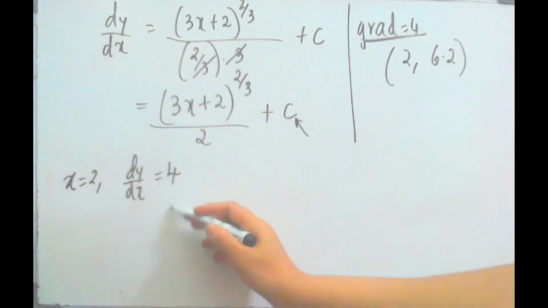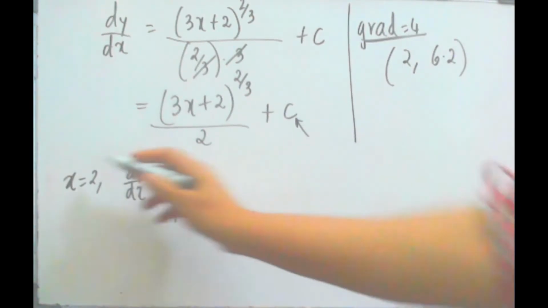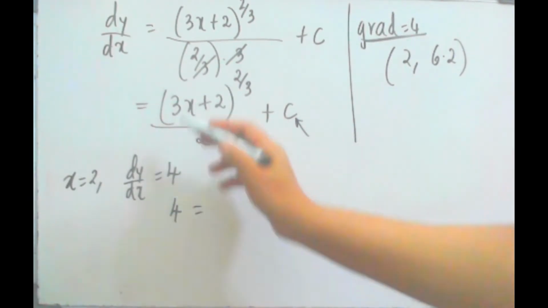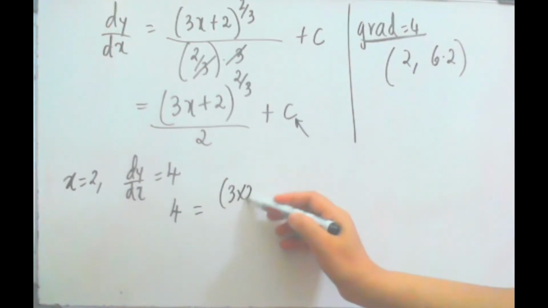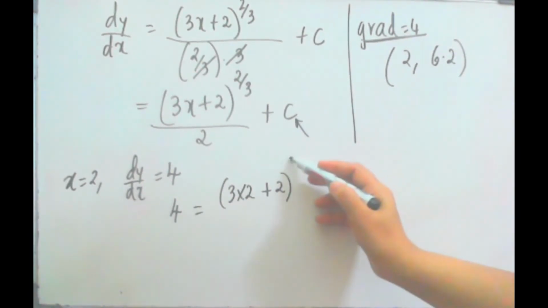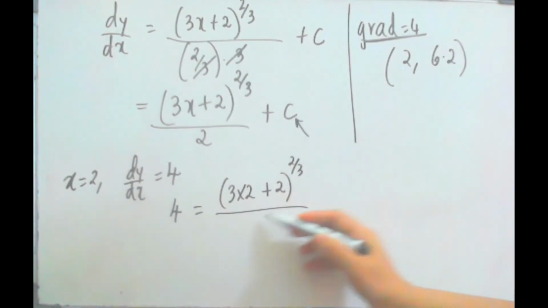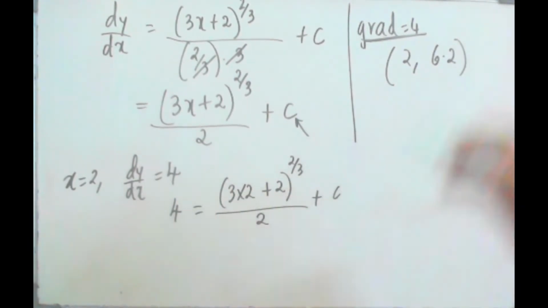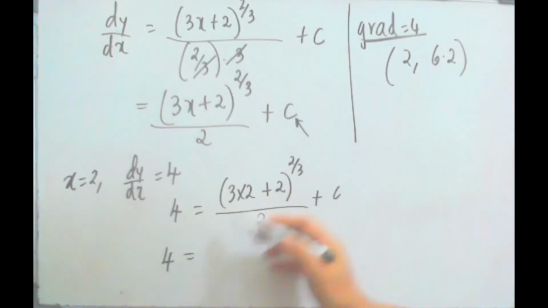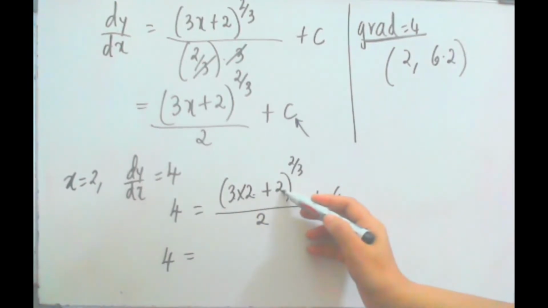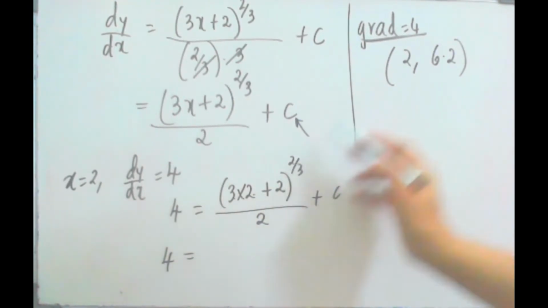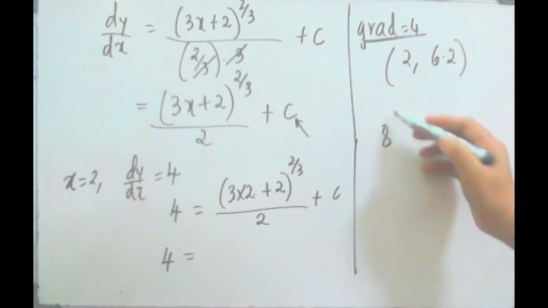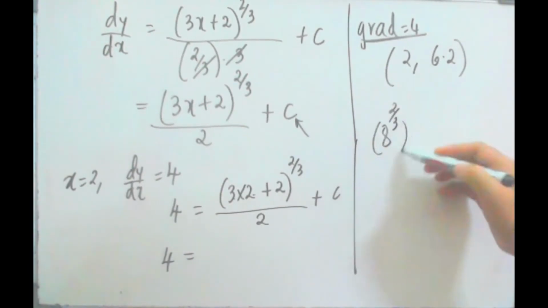So dy by dx I am going to substitute as 4, and x I am going to substitute as 2. So it is 4 equal to (3 into 2 plus 2) power 2 over 3 divided by 2, plus c. So 4 equal to, 3 into 2 is 6, 6 plus 2 is 8. So this becomes 8 power 2 over 3. So how do we simplify 8 power 2 over 3?